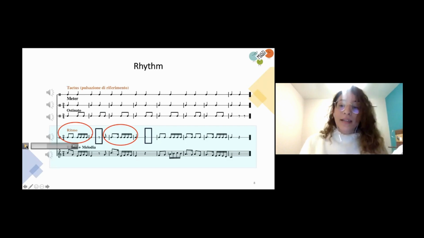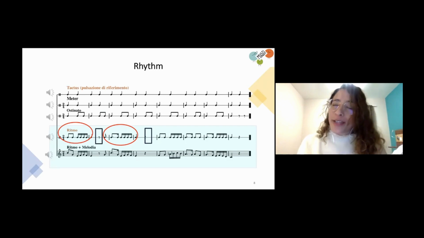So basically, you could hear some kind of pattern when you listen to the second one, which has some kind of temporal organization, because the pulses were grouped in some kind of way.